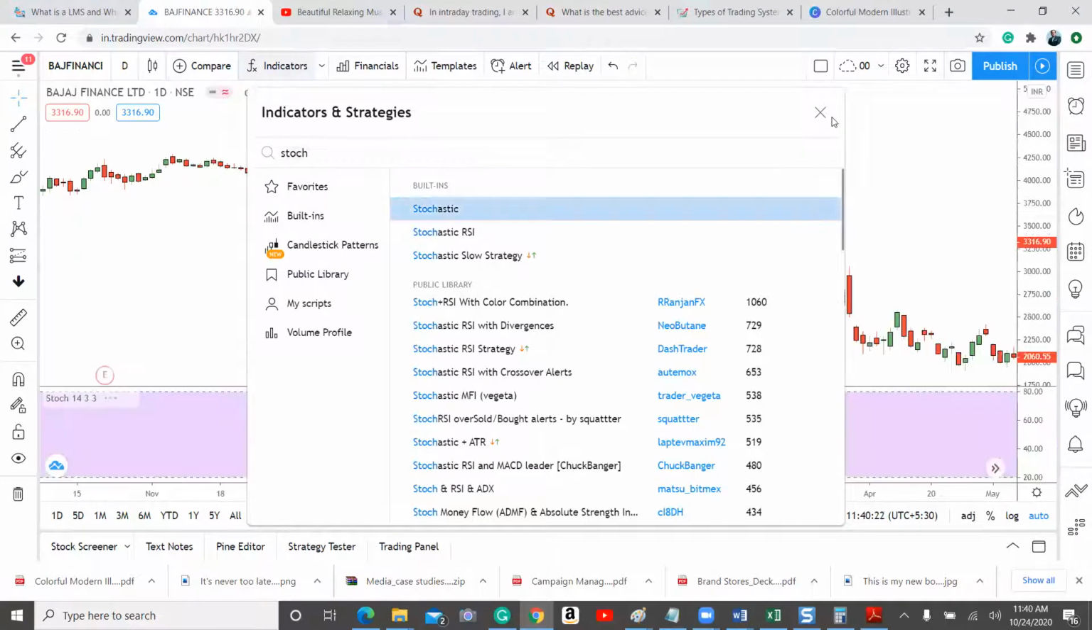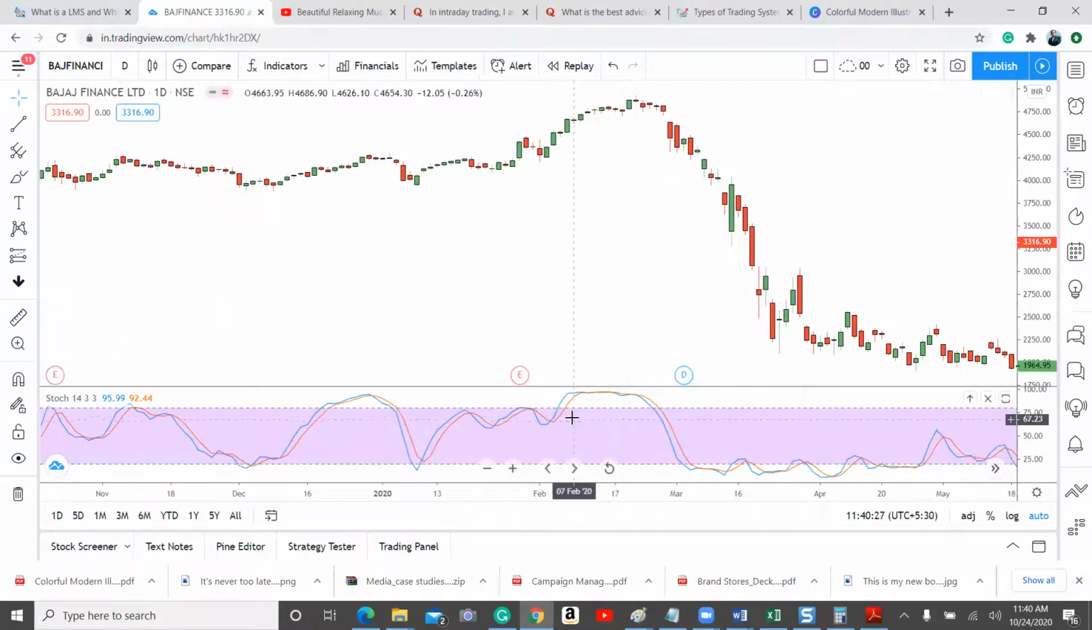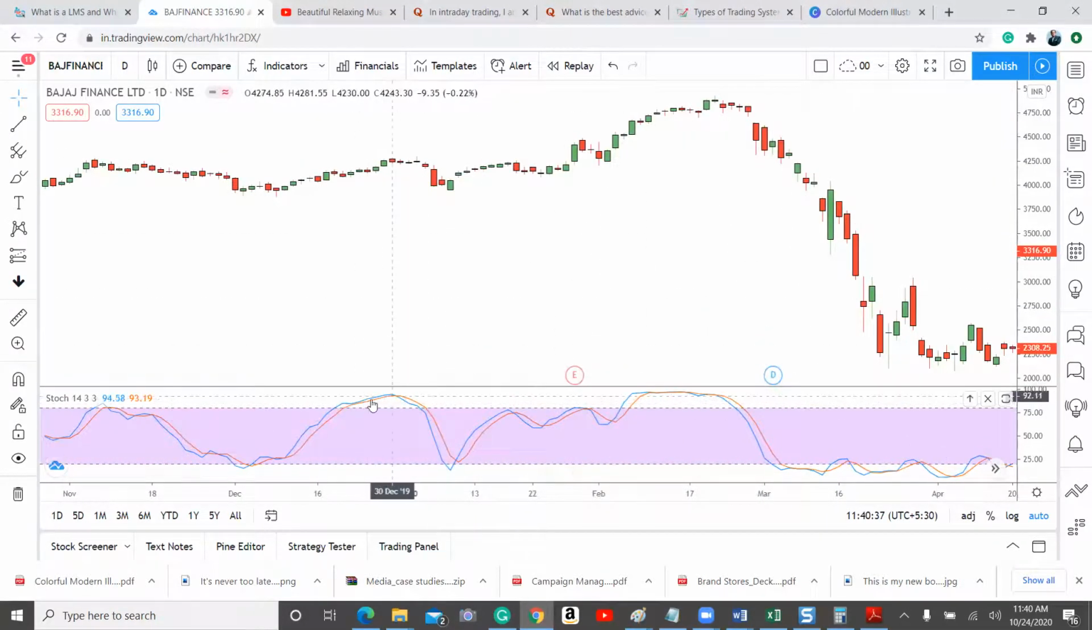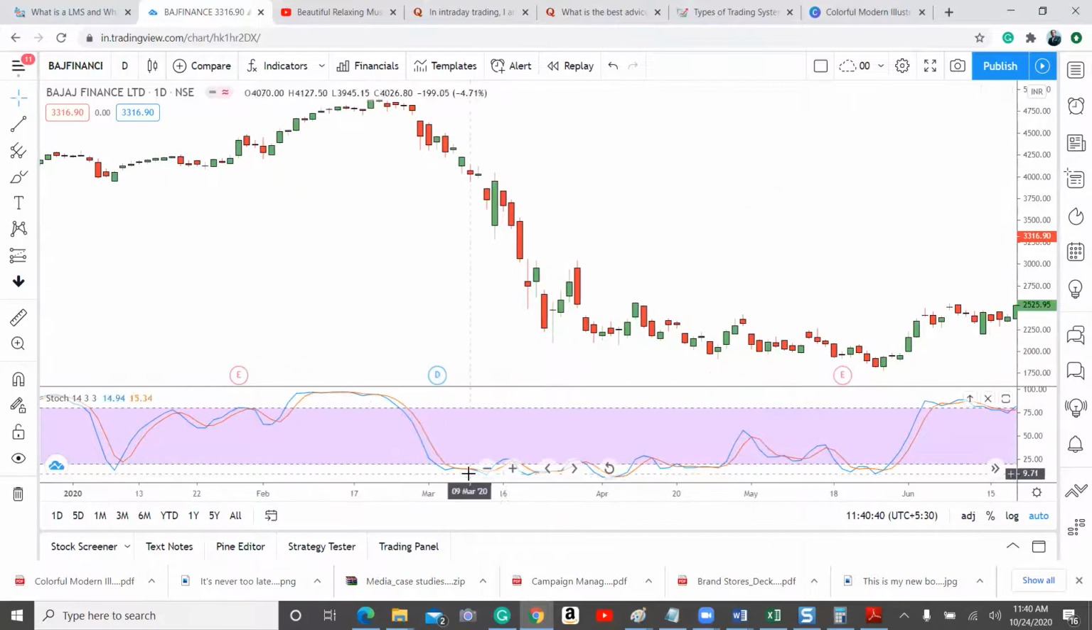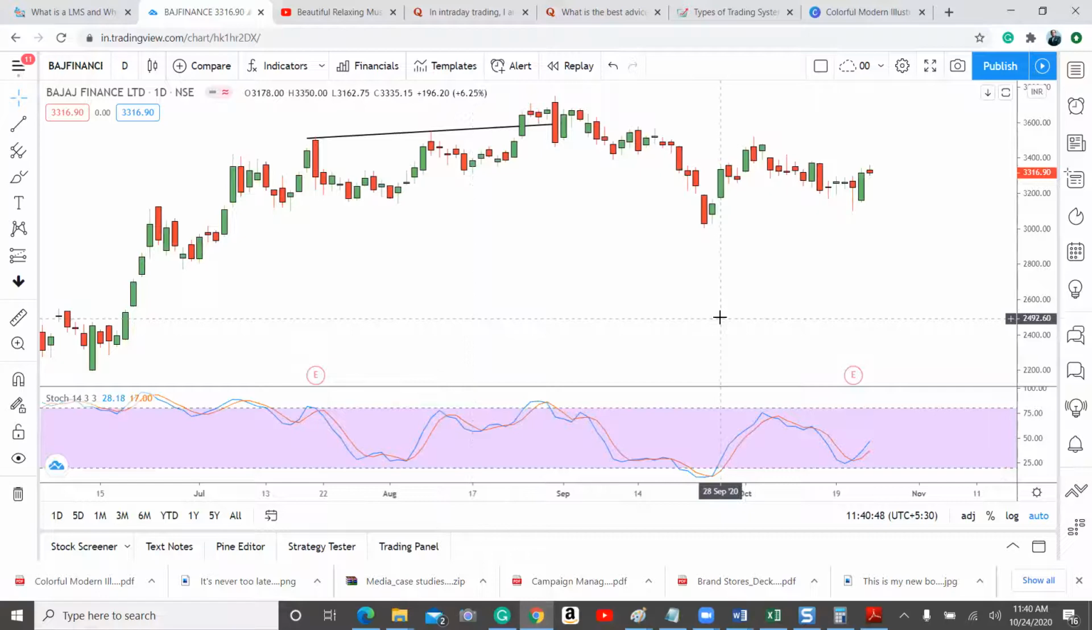Stochastic indicator is there. I've added this. So once again, this is a reading between 0 to 100. Can you see this? Here, it traded above 80, for example. It stayed there for a longer period in a strong uptrend. Here also it traded above 80 for a longer duration. Here, can you see this? It traded below 20 when the market is in a downtrend. So this is how one can use stochastic as well.